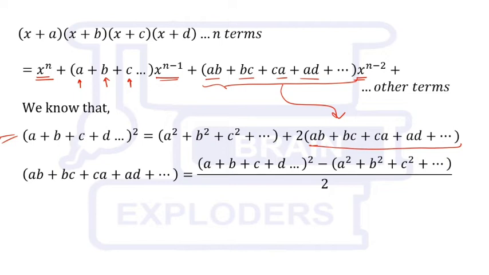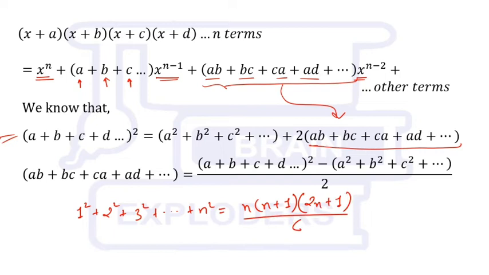One more identity which we will use is that the sum of squares of the first n natural numbers is equal to n times (n plus 1) times (2n plus 1) upon 6.